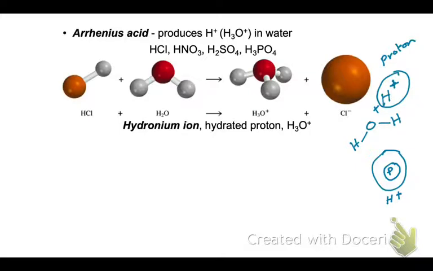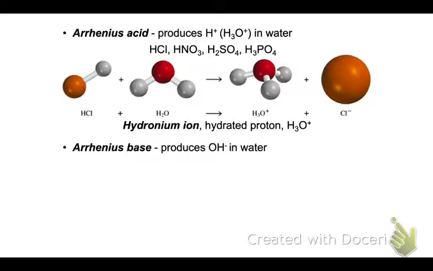So if I produce the hydrogen cation, it will immediately associate itself with a water, and that will give me hydronium ion, which is a hydrated proton. So it's a proton that is hydrated by one molecule of water. This is just to explain all these terms to you.